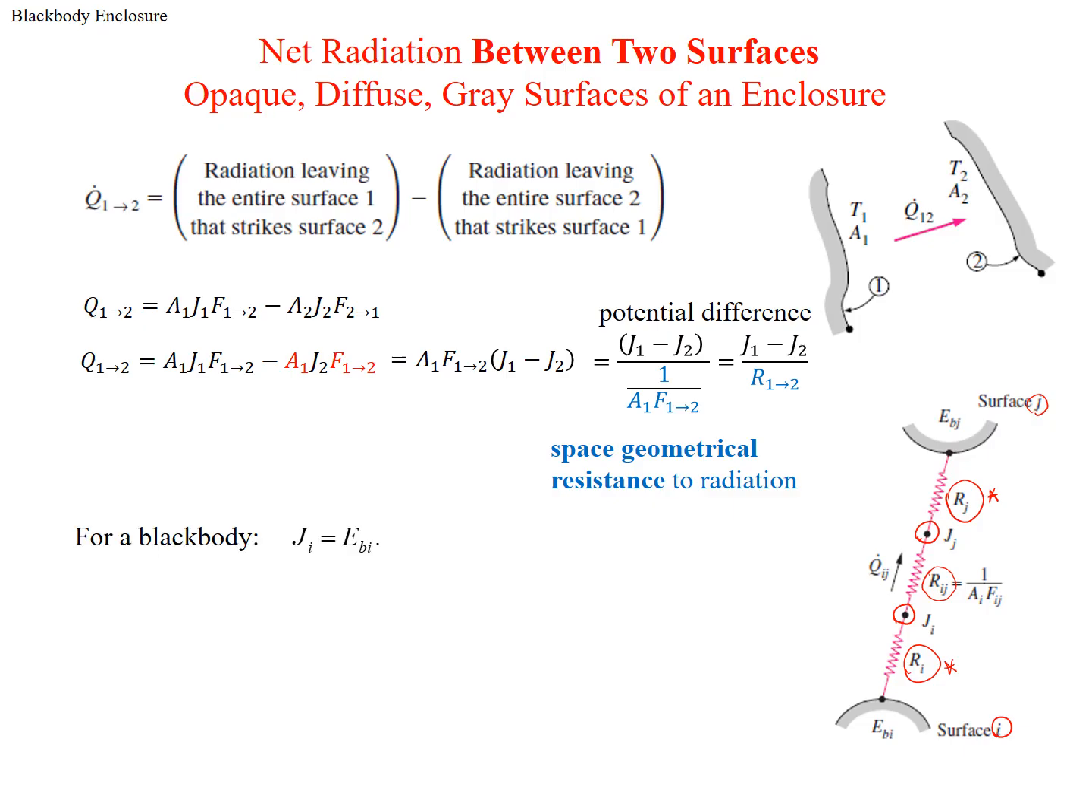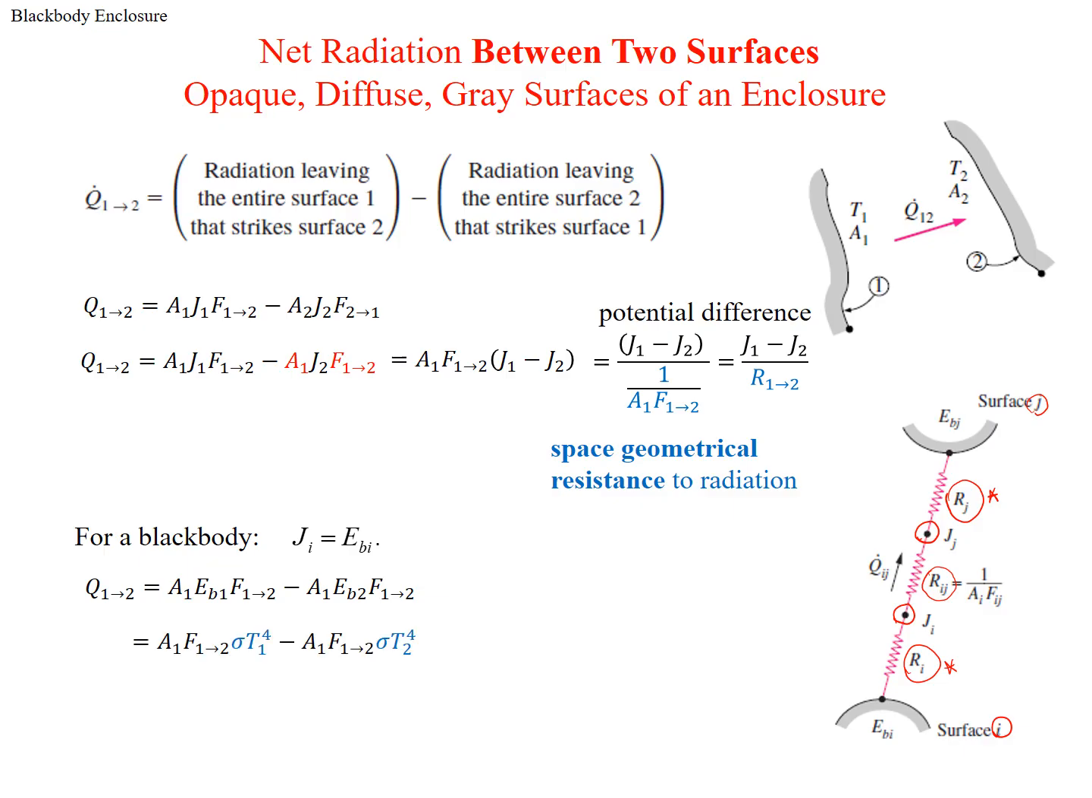Now, if I wanted to see how the relations would look like if I had black body, I can write everything using my J values as black body, because radiosity in black body becomes emission of the black body. So then I'd be able to write, for example, the radiation from 1 to 2, the net radiation from 1 to 2 would be A1 instead of J. Now I have EB1 F12 minus A1 EB2 F12.